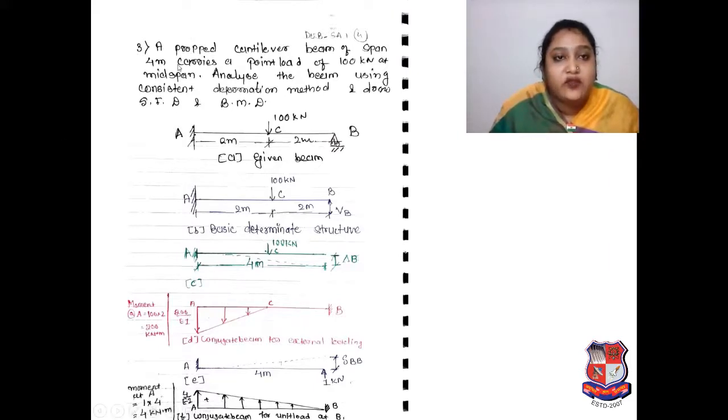So here we have taken one fundamental problem. A propped cantilever beam of span 4 meter carries a point load of 100 kilonewton at mid span. Analyze the beam using consistent deformation method and draw shear force diagram and bending moment diagram. Dear students, whenever any problem is asked, we have to read properly and draw the diagram to understand what the given data is. So, a propped cantilever beam of span 4 meter carries.